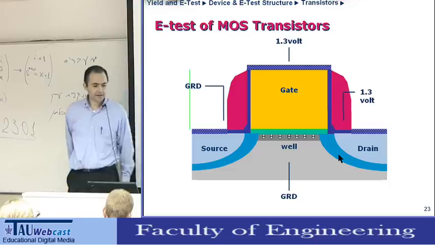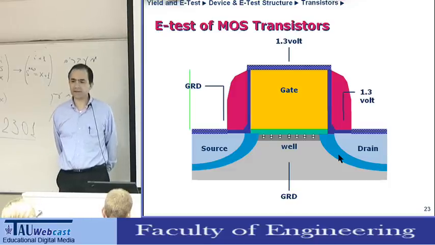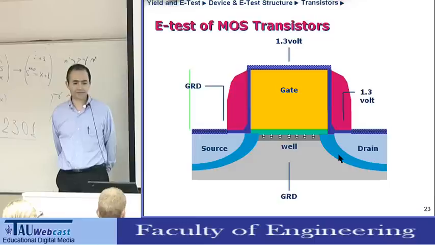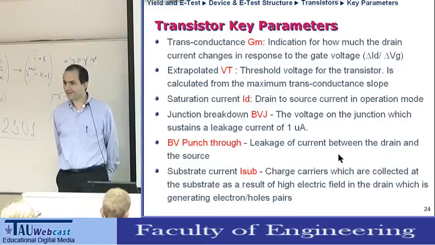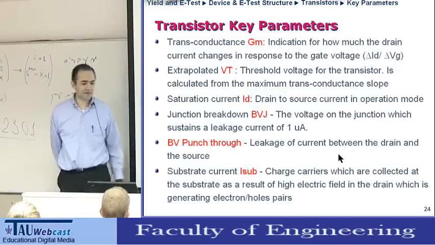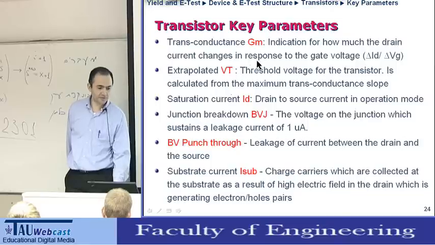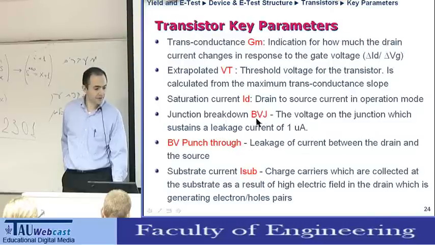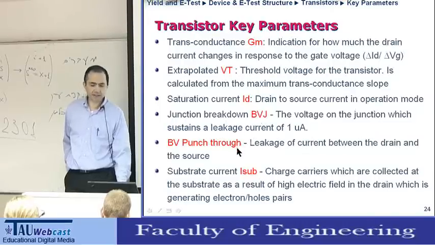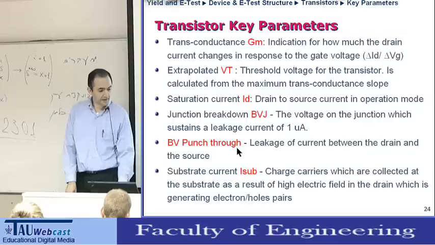Transistors. So this is a schematic drawing of a transistor. And what do we measure for transistors? So we measure everything. Okay? We measure, you mentioned the VT. We measure the transconductance. We measure the drain current. We measure the breakdown voltage of the junctions. We measure the punch-through of the channel. And we measure the leakage current to the substrate.